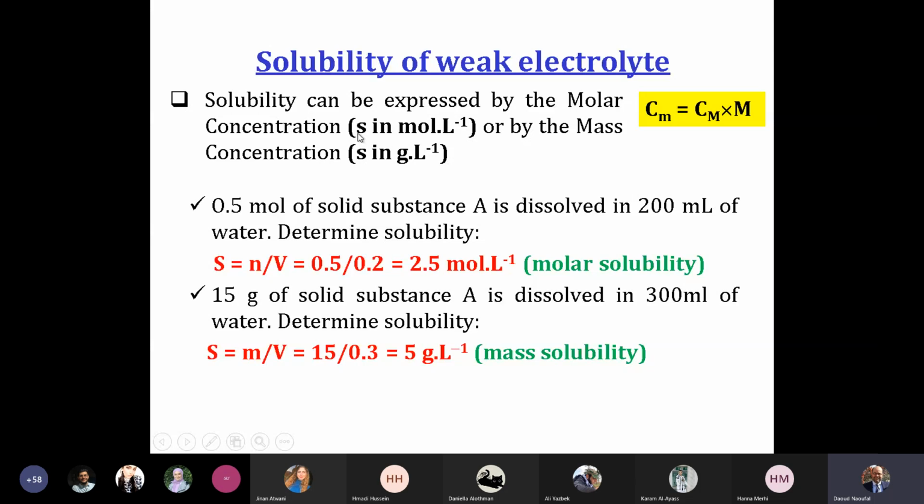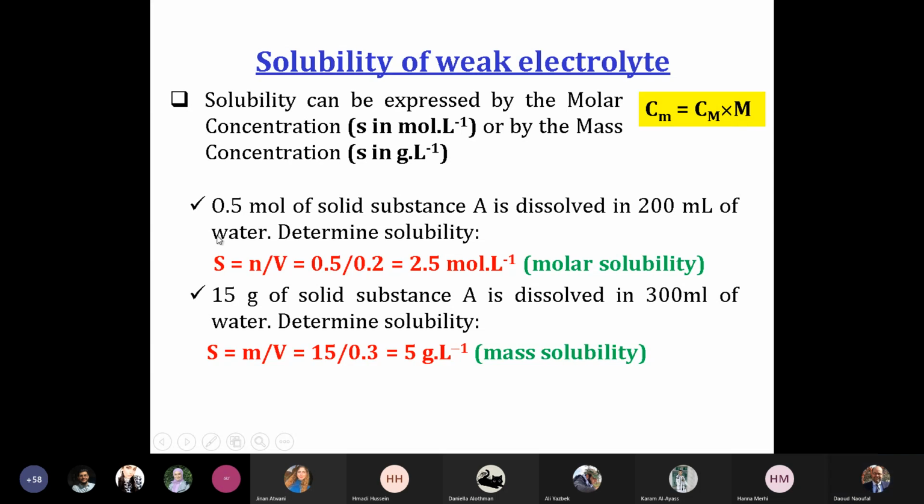For this reason, we replace X by the term S in order to express that the concentration of this ion formed has one source, which is the dissolution of the weak electrolyte, so it's noted S. You can write it X. So solubility can be expressed in mole per liter or in gram per liter, and you know that the molar concentration is related to the mass concentration. The mass concentration is equal to the molar concentration times the molar mass of the solute.